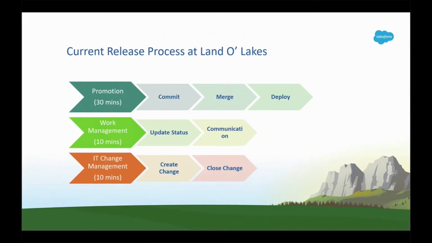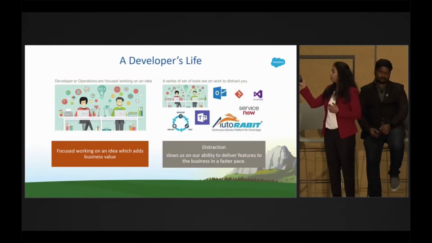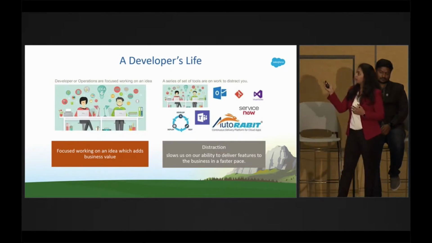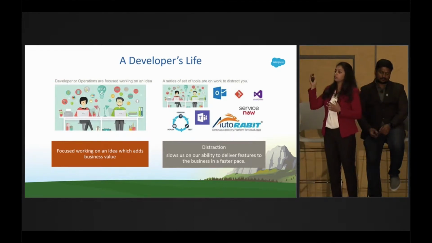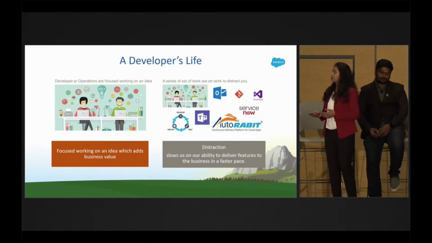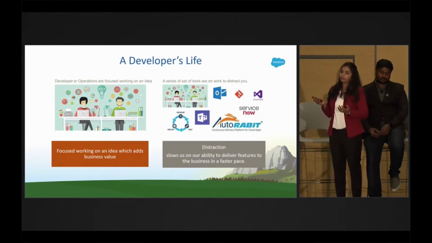So let's see what's the life that we are going through every 2 weeks. We are focusedly working on an idea where we are trying to deliver a business value. And then we have, to the left, if you see, all these other tools which are distracting us. Like we have to log into these tools and do all these processes in order to make it a seamless process. And we're not saying that these are not critical processes.